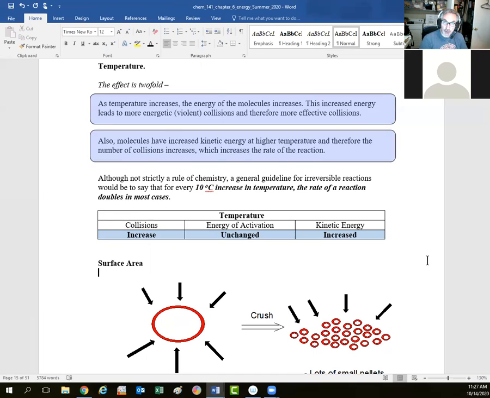Conversely, from 20 degrees, if we lowered the temperature to 10 degrees, the reaction would be just half the speed, and so it would take twice as long. So the reaction would take 2 hours. Again, that doesn't fit for every reaction, but it's a good general guideline if you're trying to work out how long to give the reaction.